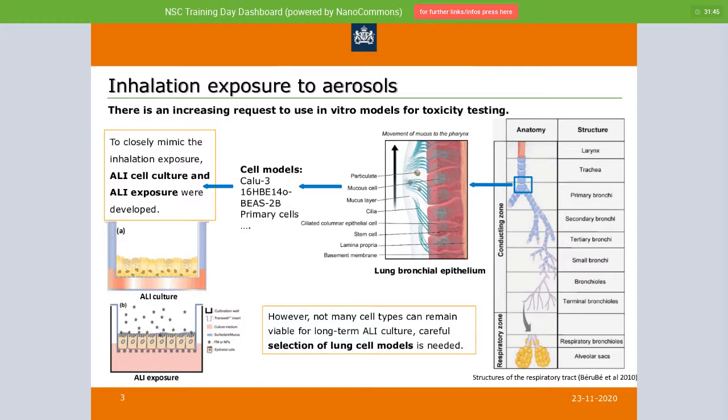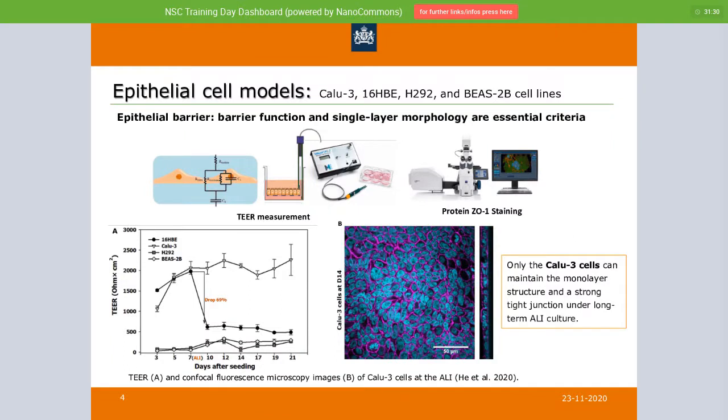But if we want to do the air-liquid interface exposure, cell selection is necessary because not many cell types can remain viable for long-term air-liquid interface culture. In our studies, we selected Calu-3 cells, 16HBE, A549, and BEAS-2B cell lines for testing. For epithelial cell models, the barrier function and single-layer morphology are essential criteria. So we measured the TEER values of these cells and also did tight junction protein stainings.